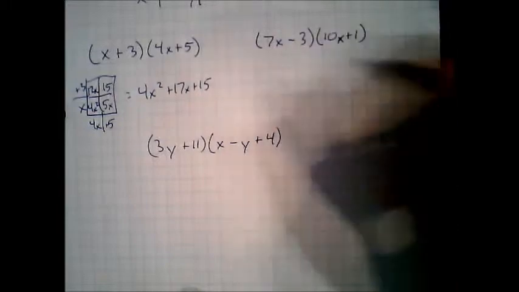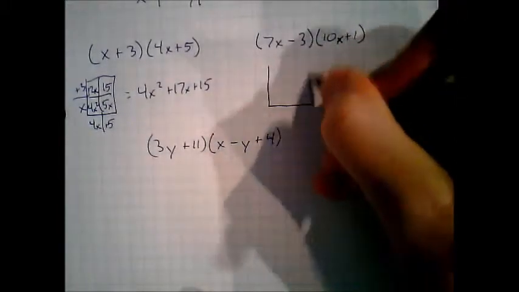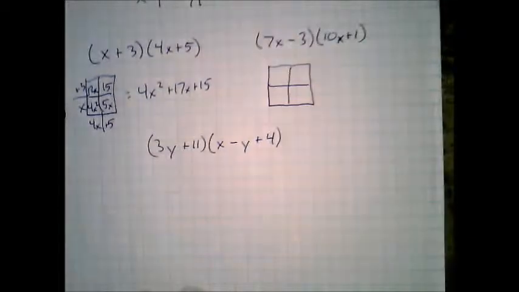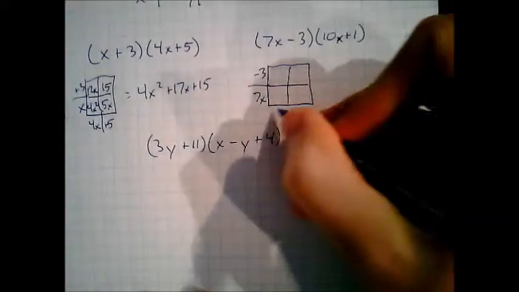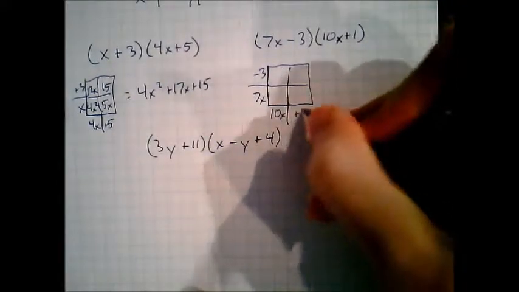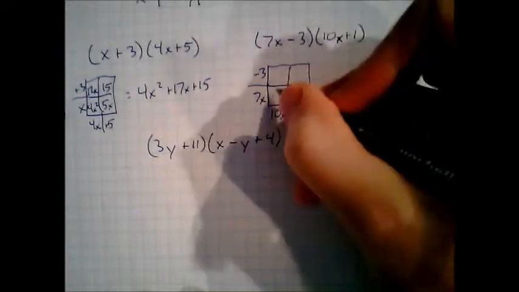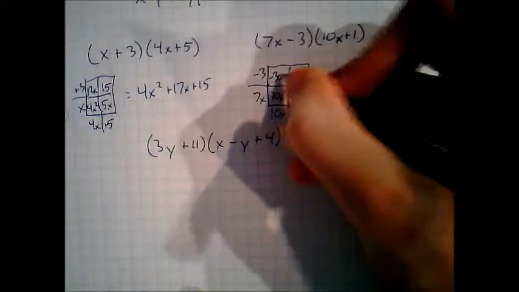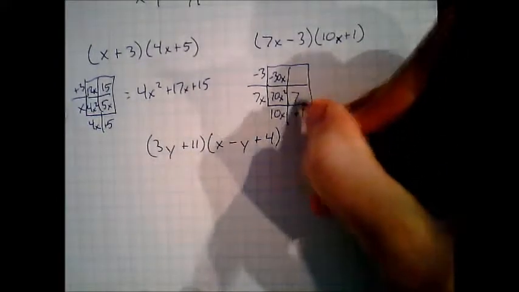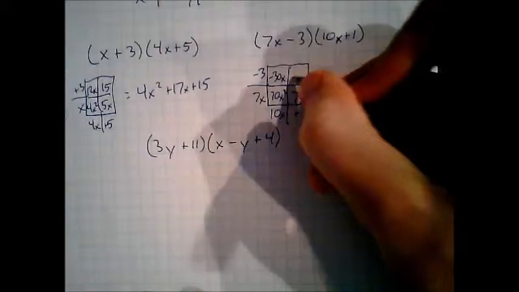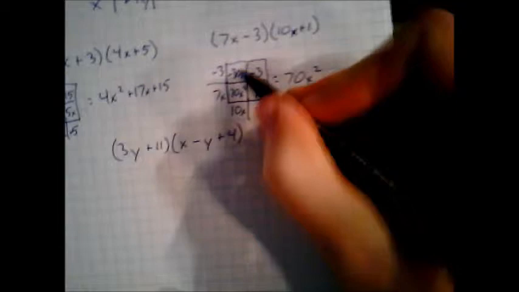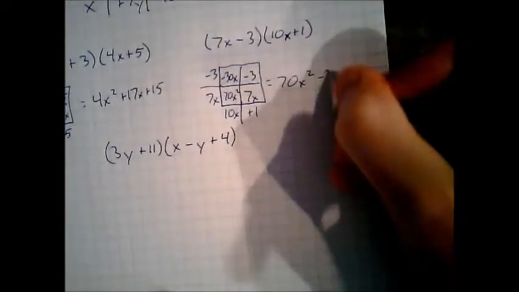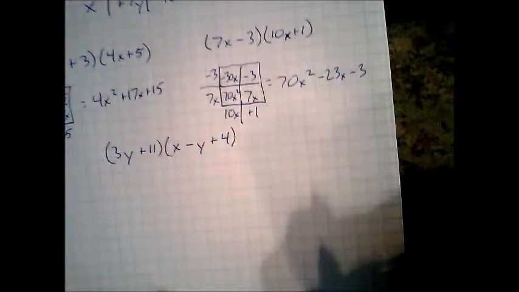The next one, same thing, we have 2 terms by 2 terms, so we're going to make a 2 by 2 generic rectangle. We have 7x and a negative 3 up the side. We have 10x and a positive 1 across the bottom. 7x times 10x is 70x squared. Negative 3 times 10x is negative 30x. 7x times 1 is 7x. And negative 3 times 1 is negative 3. Collect our tiles. We have 70x squared tiles. Negative 30x plus 7x is negative 23x. And we have our minus 3.